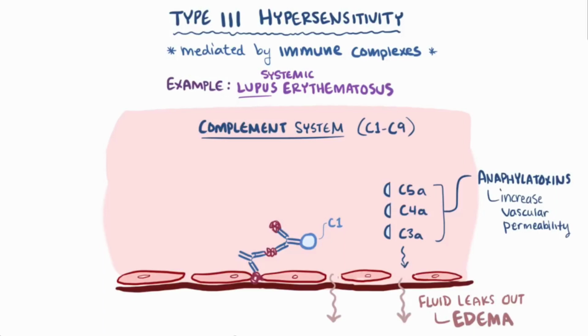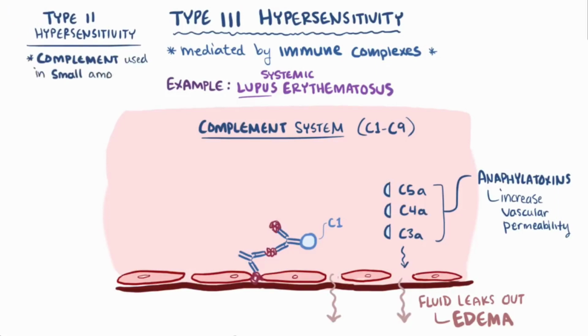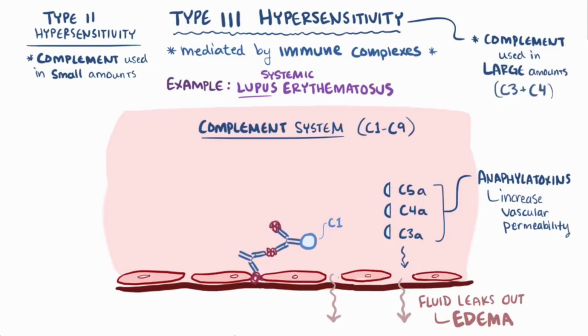And this is the second major distinction between type 2 hypersensitivity, where complement proteins are activated in relatively small amounts, and type 3 hypersensitivity reactions, where complement proteins are rapidly consumed in large amounts, specifically C3 and C4, which means that the complement levels in the blood can be used to track disease progression over time.